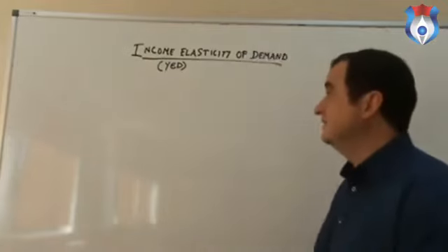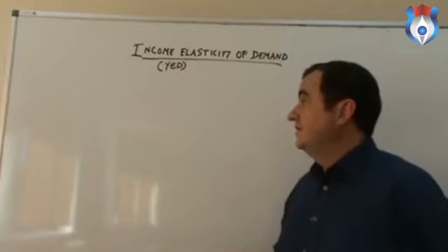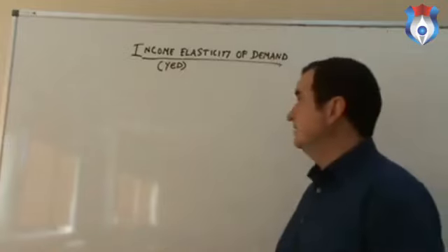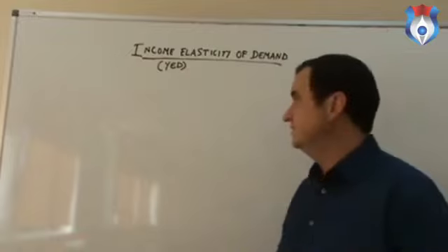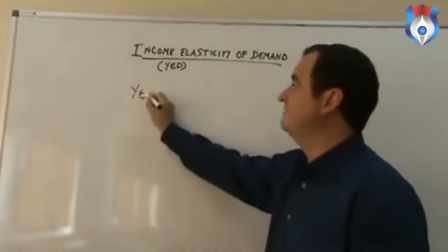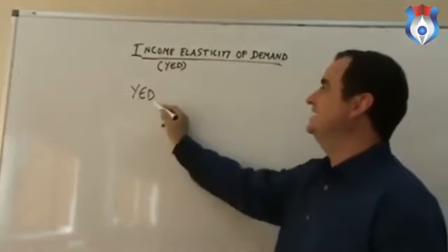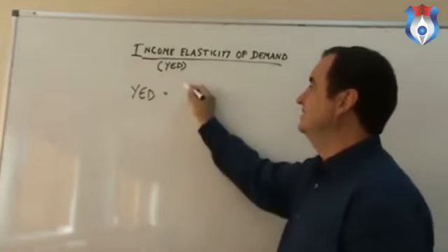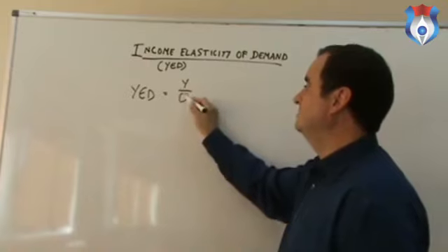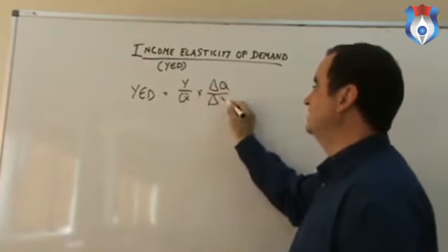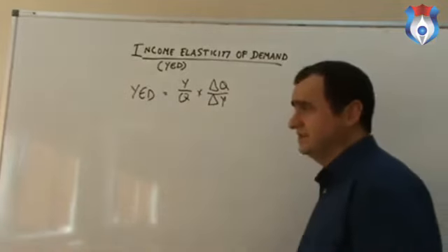Okay, so let's explore this a little bit. Income elasticity of demand then. The equation for calculating the value of income elasticity of demand for a good is as follows. We use Y for income, of course, because I is reserved for investment. So income elasticity of demand is the income divided by quantity times change in quantity over change in income. Let me give you an example.